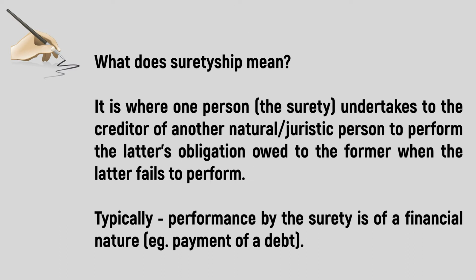Suretyship. What does suretyship mean? It is where one person, the surety, undertakes to the creditor of another natural or juristic person to perform the latter's obligation owed to the former when the latter fails to perform. Typically, the performance by the surety is one of a financial nature, for example, payment of a debt.